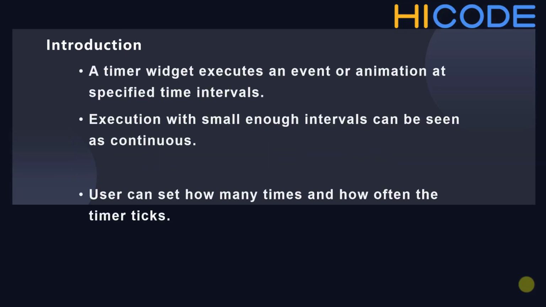So first, what is a timer widget? A timer widget executes an event or animation at specified time intervals. An execution with small enough intervals can be seen as continuous. And later you will see in the timer's property panel, the users can set how many times and how often the timer ticks.